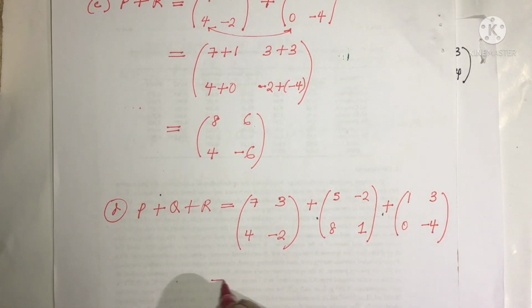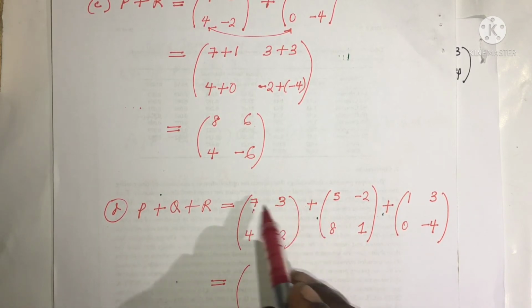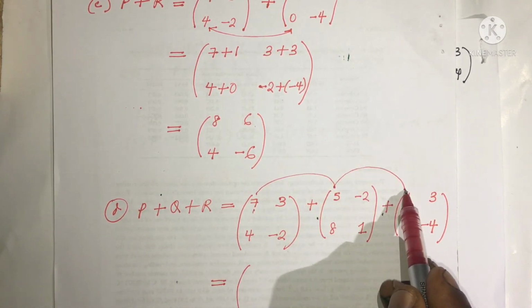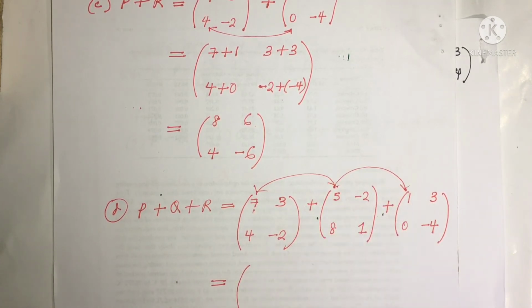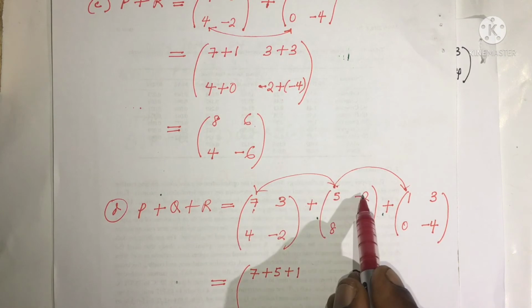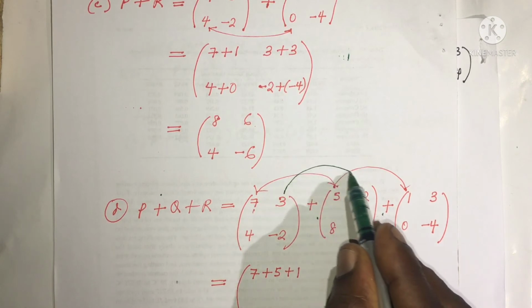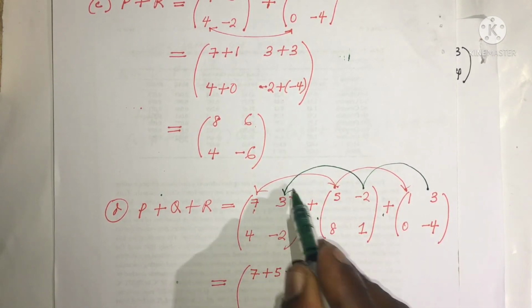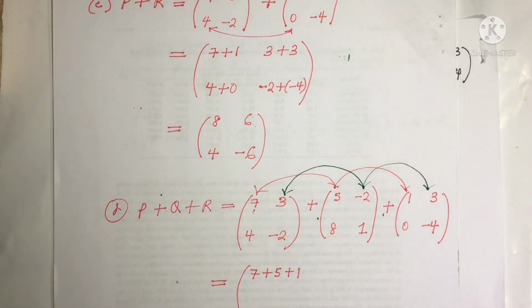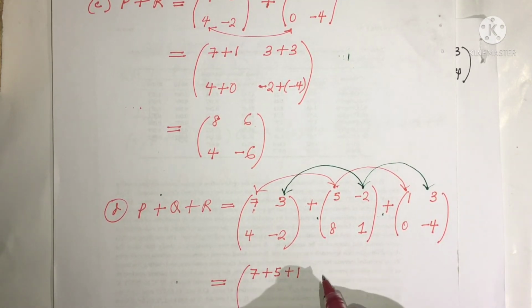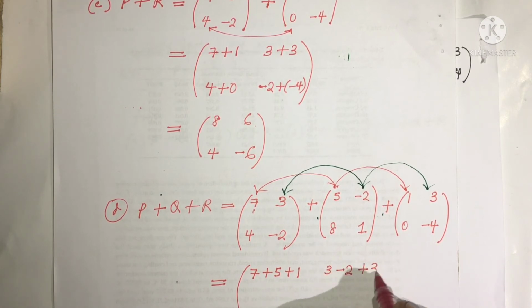So if you add those matrices together, 7 would add to 5 and add to 1. So that will give you 7 plus 5 plus 1. 3 would add to minus 2 and to 3. I'm going to use another pen. This will add to this and to this. So 3 adds to minus 2 and to 3, and that will give you 3 minus 2 plus 3.